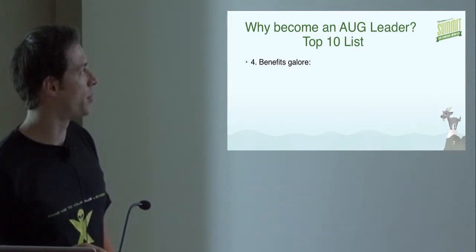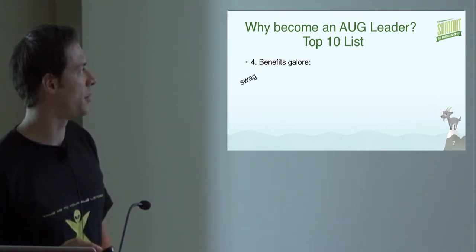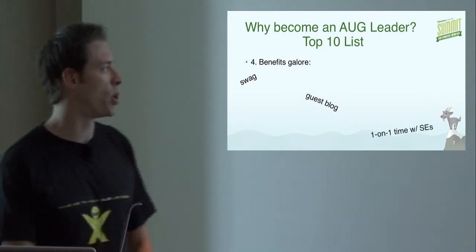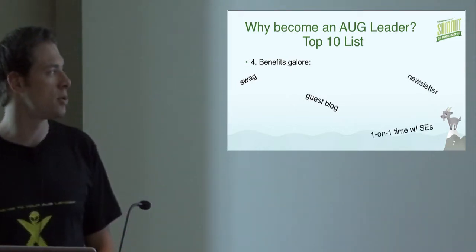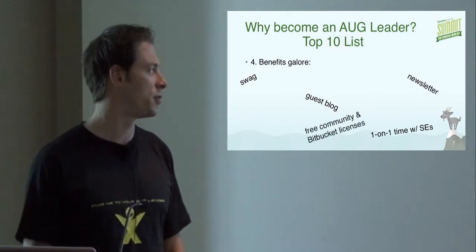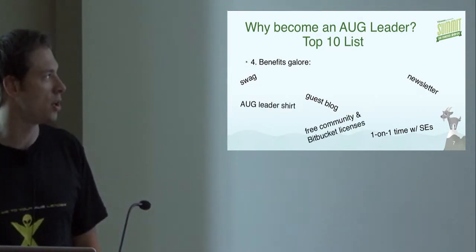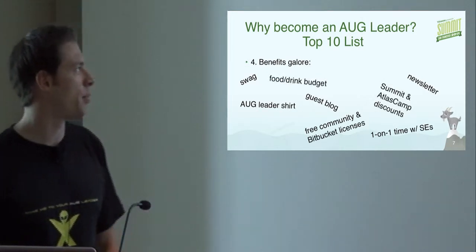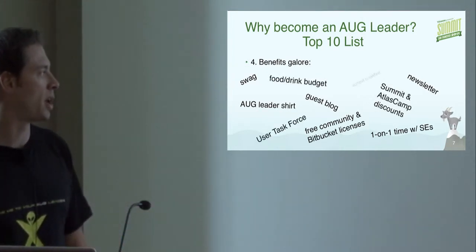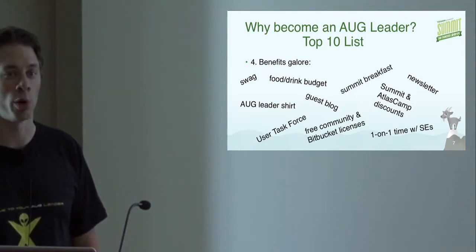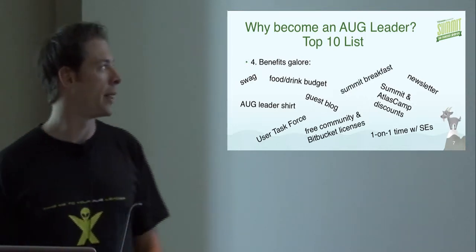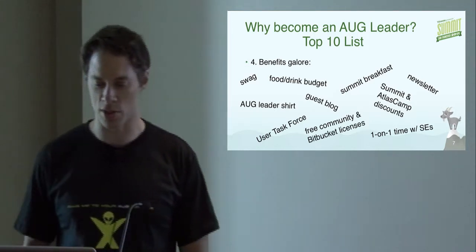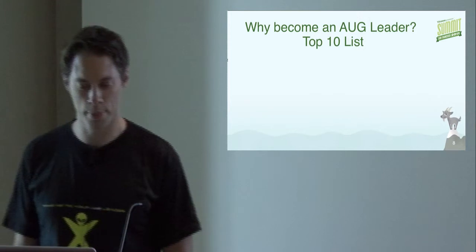So this slide is supposed to be timed. Oh, here we go. So we got swag, opportunities to post in the guest blog, one-on-ones with sales engineers, free community licenses, the shirt, newsletter, 50% discount for Summit and Atlas Camp, budgets for food and drink, and becoming a member of a task force to give more feedback to Atlassian. And yesterday we actually had a breakfast just for the AUG leaders. So this is just a sample of some of the benefits.